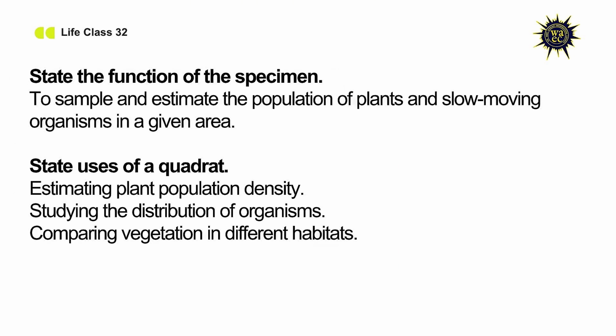You may be asked to state the function of that particular specimen. Number one, it is used to sample or estimate the population of plants or slow moving organisms in a given area, like earthworms, ants, and so on. Now, they can ask you to state the uses of a quadrat. First, you know that it is used to estimate the population size or density in a particular area. It is also used to study the distribution of organisms and to compare vegetation in different habitats.